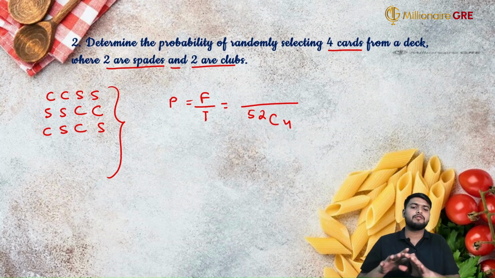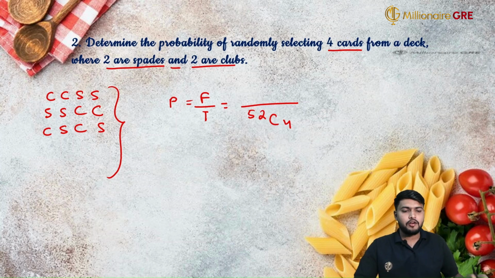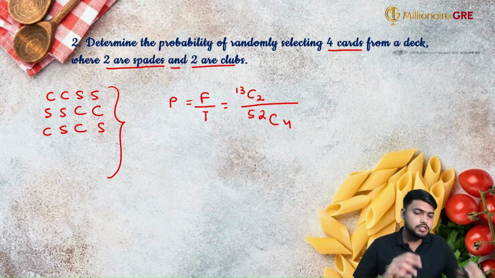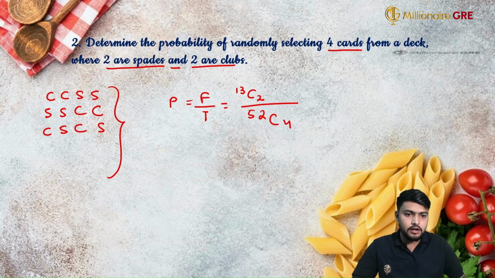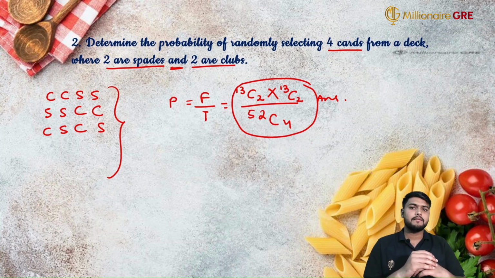4 cards out of 52 cards can be chosen in 52C4 ways. These are the total ways to select 4 cards. Now, favorable cases would mean all the cases in which you are selecting 2 spades and 2 clubs. 2 spades out of 13 spades can be chosen in 13C2 ways, and means multiplication. 2 clubs out of 13 clubs can be chosen in 13C2 ways. This is the answer.